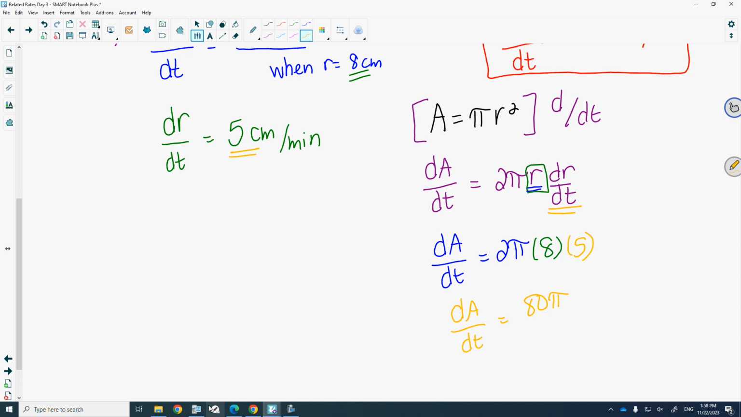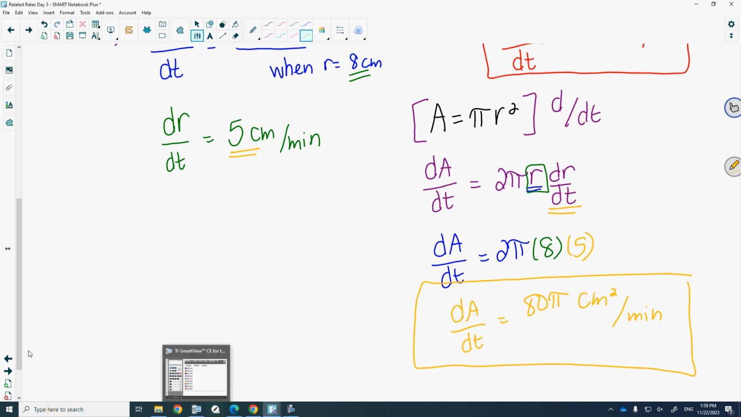This is an area question. Area is always squared. So the units were centimeters, so it would be square centimeters, or centimeters squared per minute. So the area of the circle is increasing at a rate of 80 pi square centimeters every minute. It's getting that much bigger.